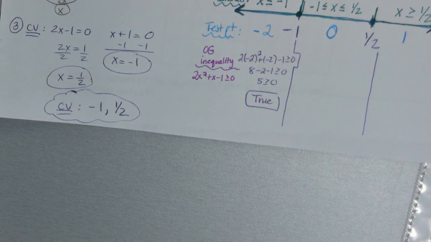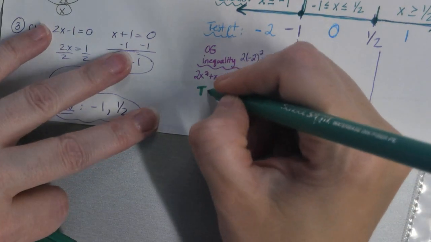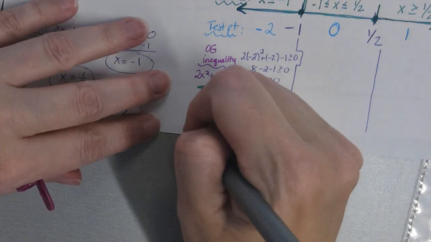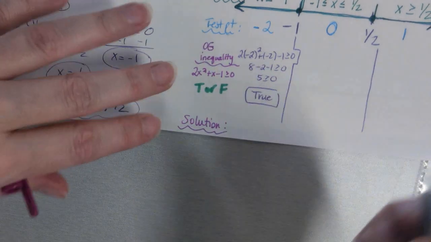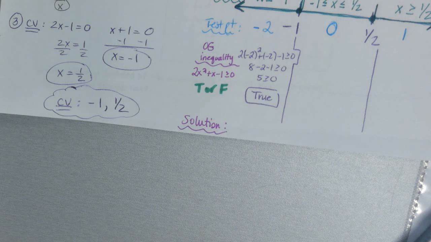All right, so I want you to do the plug-in for 0 and 1. Okay? And then think about how you're going to write your final answer. We'll go over that together. So you're saying true or false. Yeah, I'm going to write out our solution. And then if you feel like you got that correct, go ahead and start C on the back. That's fine.